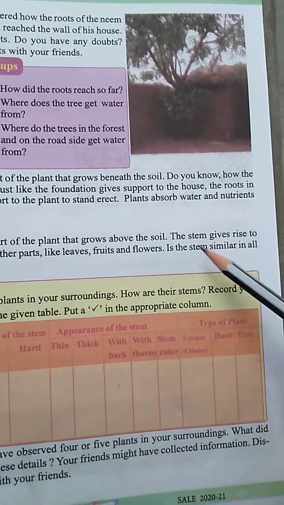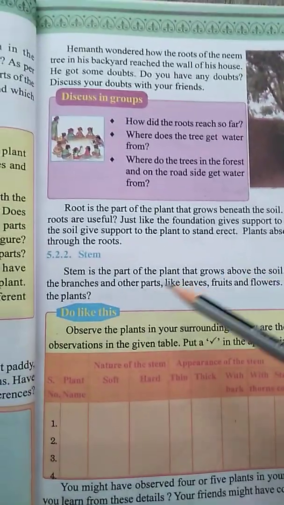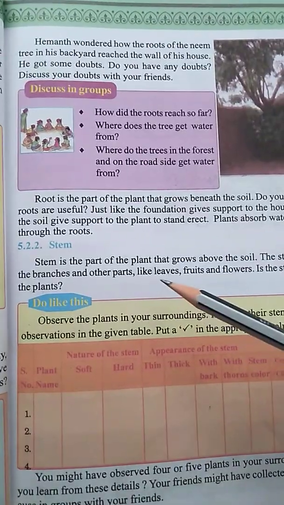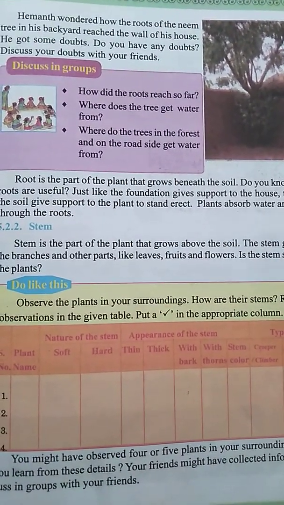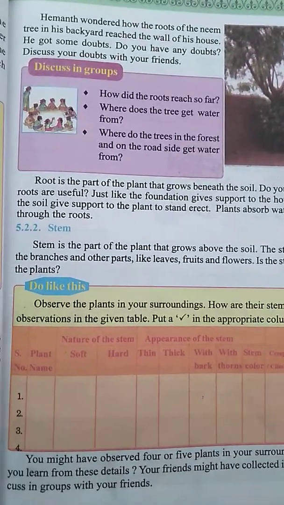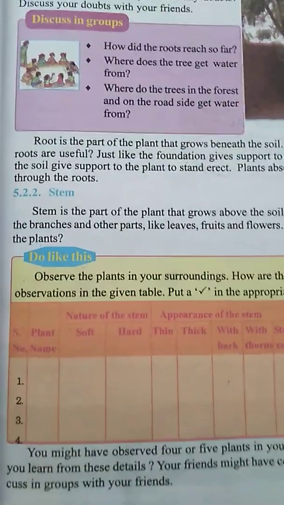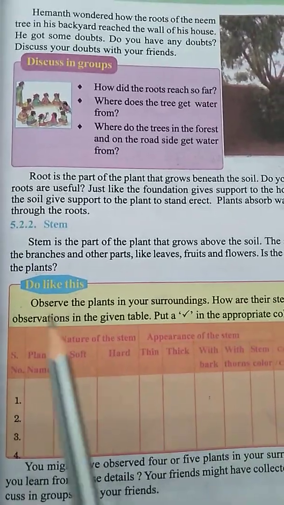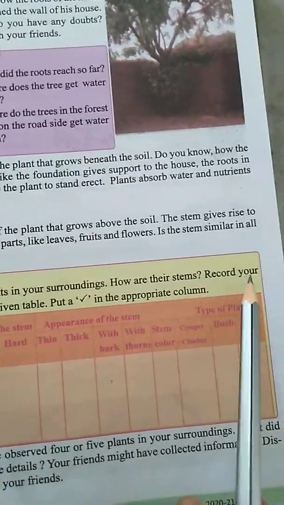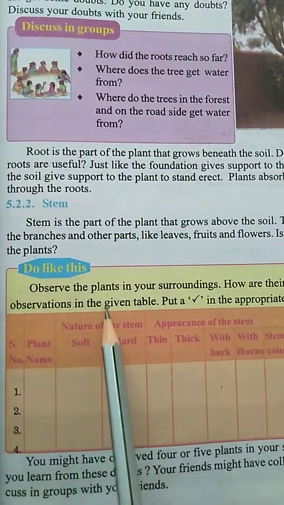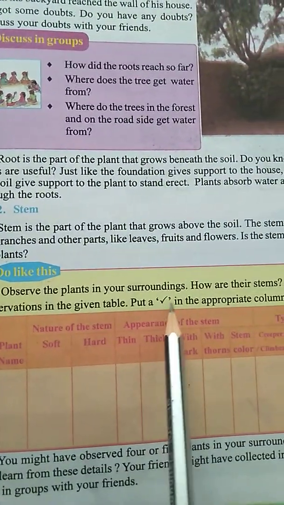Is the stem similar in all the trees and plants? No. Every tree is different. Every plant is different. Now see, children, down here one table is given. Observe the plants in your surroundings. How are their stems? Record your observations in the given table. Put a tick in the appropriate column.